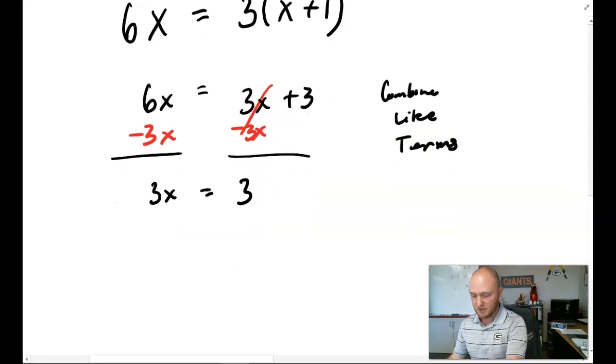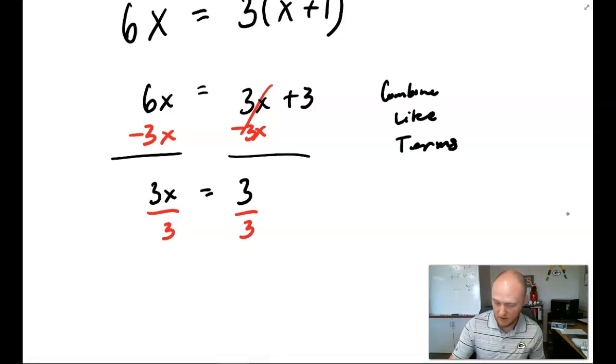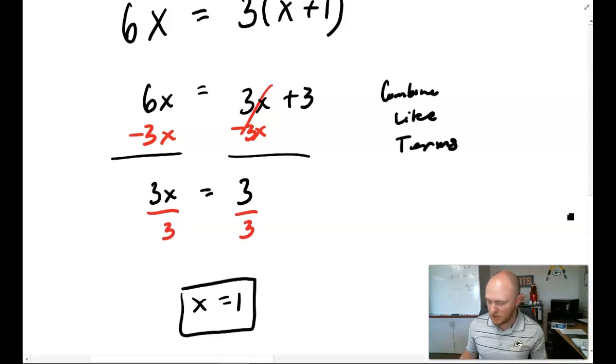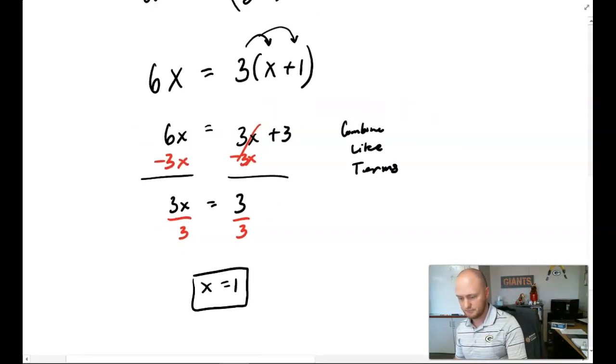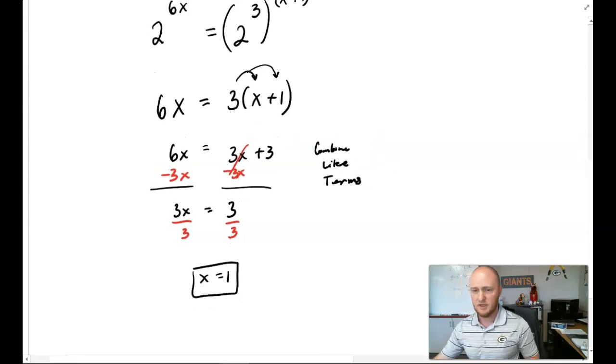Okay, and then I want to go ahead and solve this. We'll divide by 3. And we get our grand solution of 1. We did all that to get 1? Yes. Okay.